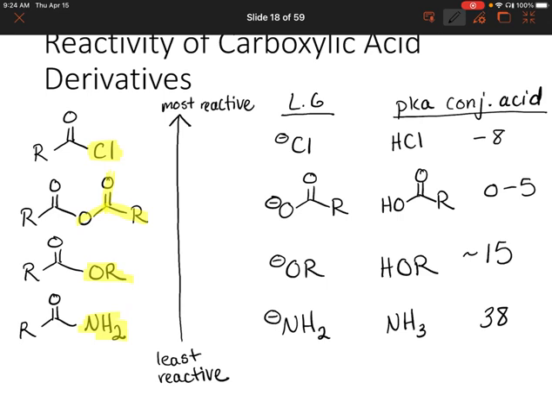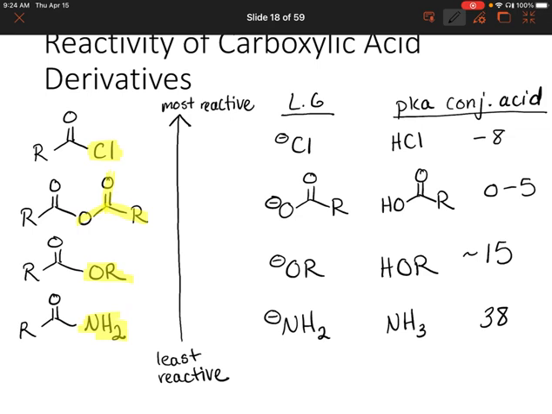So that means that its conjugate base is not very stable. It's unstable. It would prefer to have another hydrogen there. So that means that the leaving group for amides is not stable. So amides are not very reactive. So just things to keep in mind as we go forward.